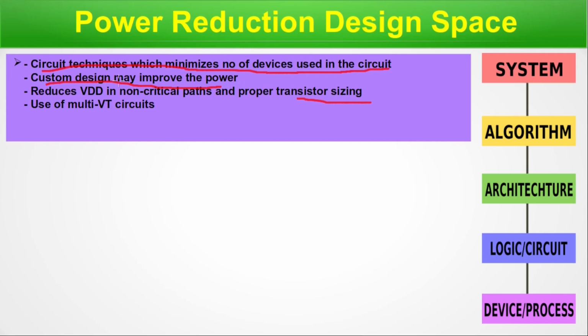If the path is non-critical, then reduce VDD, and use multi-VT circuits. That is multi-VTH, a circuit where not all the devices are identical or have the same threshold voltage. Using circuits that have devices with multiple VTH means different VTH for different applications. We will discuss that later in detail.